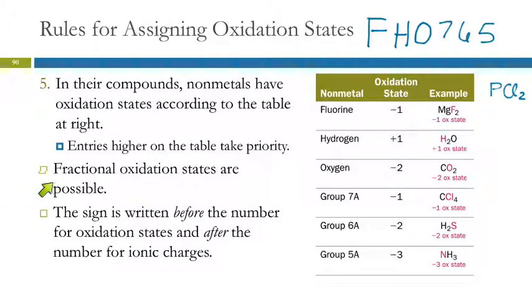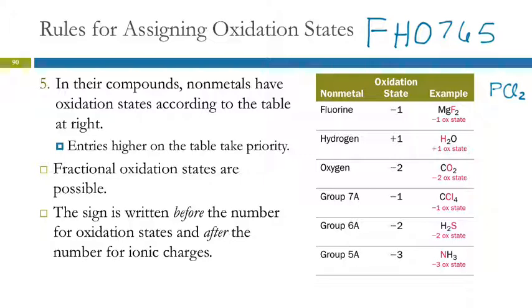We can have fractional oxidation states. I don't know that we're going to run into any, but it is possible. It's not possible to have fractional charges because those are real things. But oxidation states are imaginary, and so they can be fractions. The sign is written before the number for oxidation states, after the number for ionic charges. I am not going to try to trick you with that, but I want you to know why the sign keeps going on the other side. So fluoride ion has a 1- charge, but it has an oxidation state that's -1. Teeny detail.